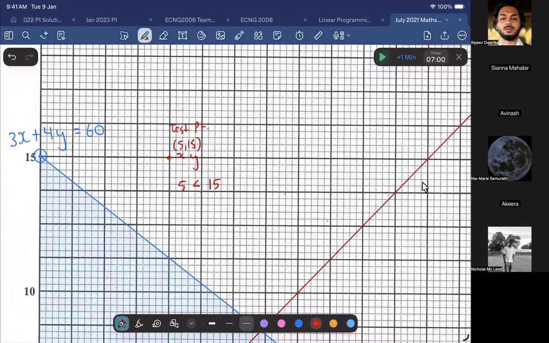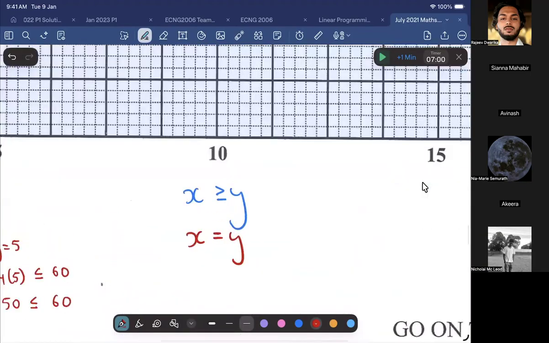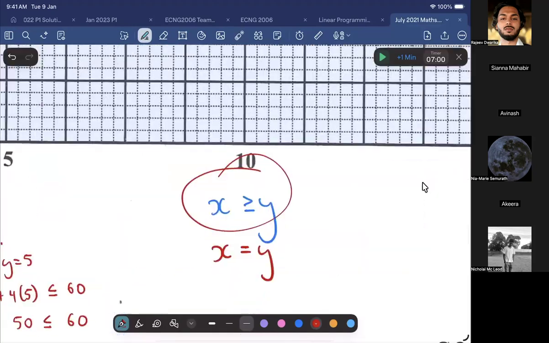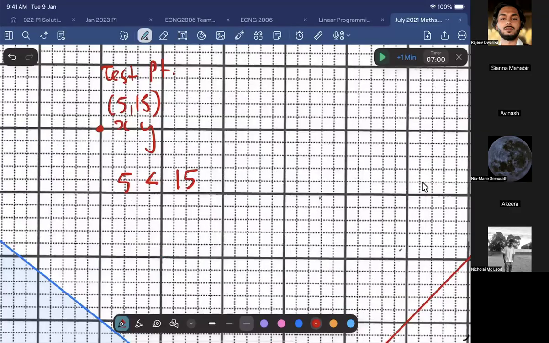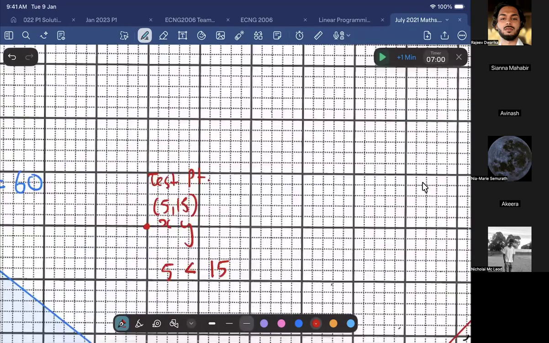Okay. Let's see if that's what we wanted. Is that what we wanted? So watch this again, right, Akira? When you did it over here, x was 5 and y was 15. So you got 5 is less than 15, right? But we actually want x to be more than or equal to y. We want the x value to be more than or equal to y. So did that region satisfy it? No, sir.